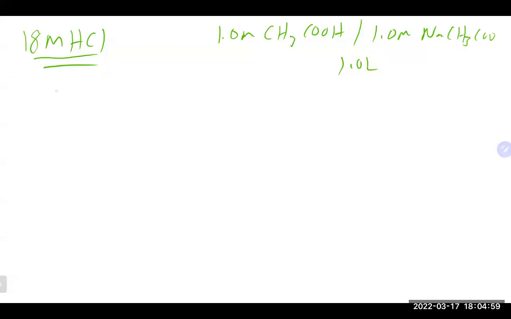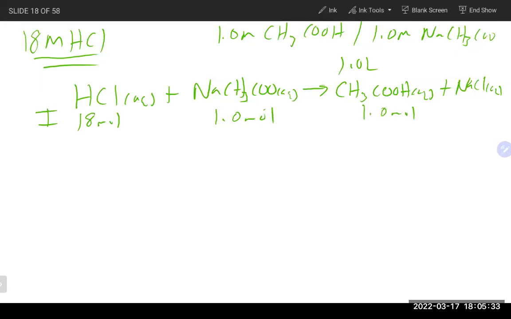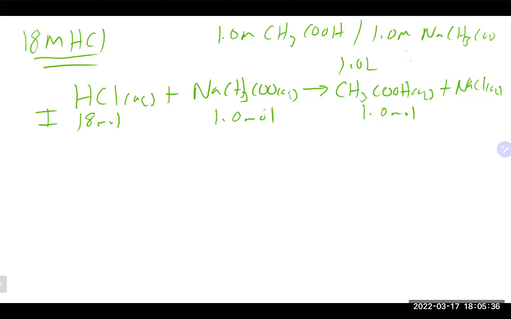So if we were to do this, we would have our same reaction, right? Our HCl plus our sodium acetate gives us our acetic acid and our sodium chloride. Again, we'll keep everybody at 1 liter, which means initially I would have 18 moles of my HCl, 1 mole of my sodium acetate, and 1 mole of my acetic acid. Now when I dump that in, and before you come up to me and ask, is it a big deal that I grabbed the wrong one and added it?